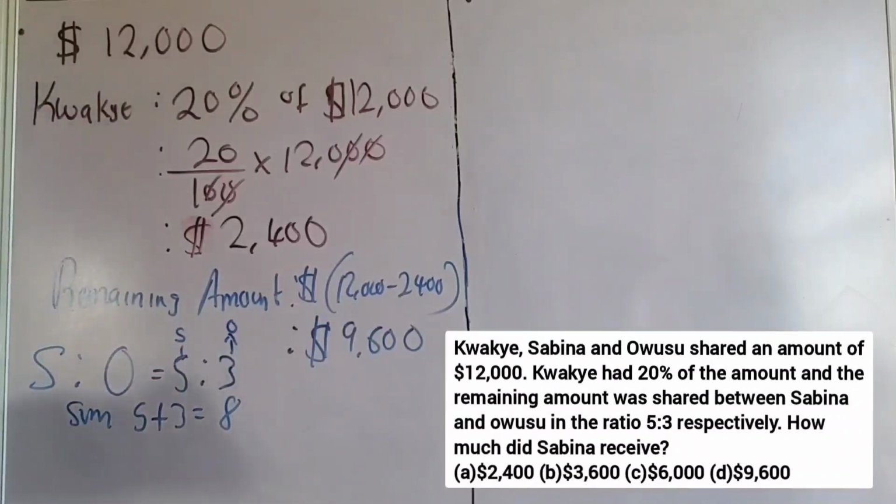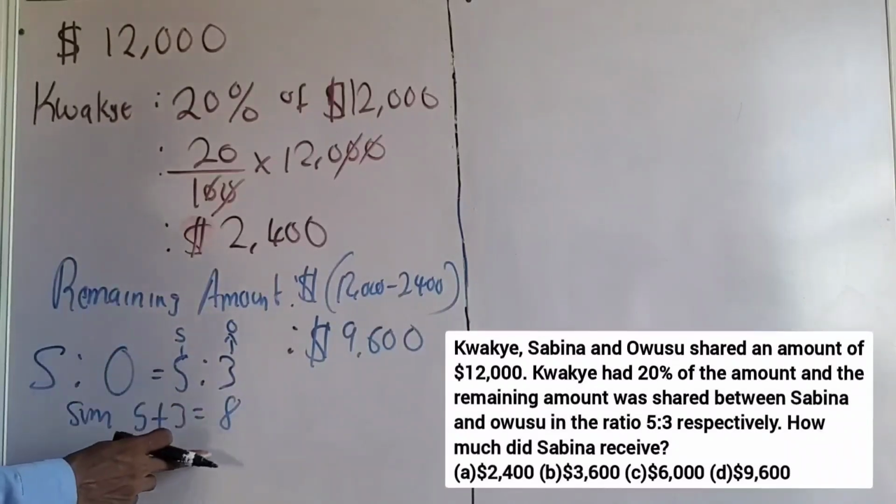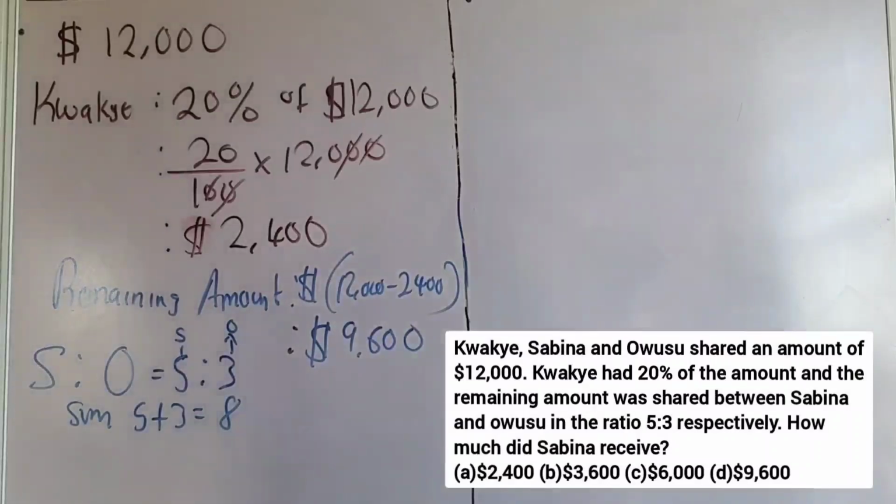So if I want to get the amount of money that was received by Sabina, I'm going to have the ratio that belongs to Sabina, which is 5 over the total ratio, multiplied by the amount that was shared. These are just basic questions on ratio. If you want to learn more on ratio, kindly check the playlist on this channel. I've done ratio and proportion.